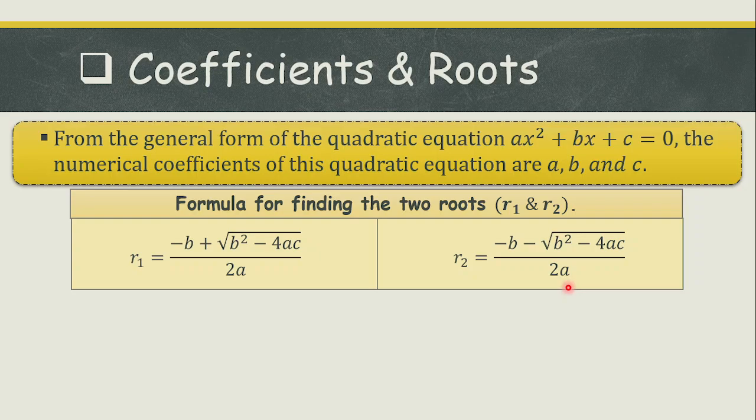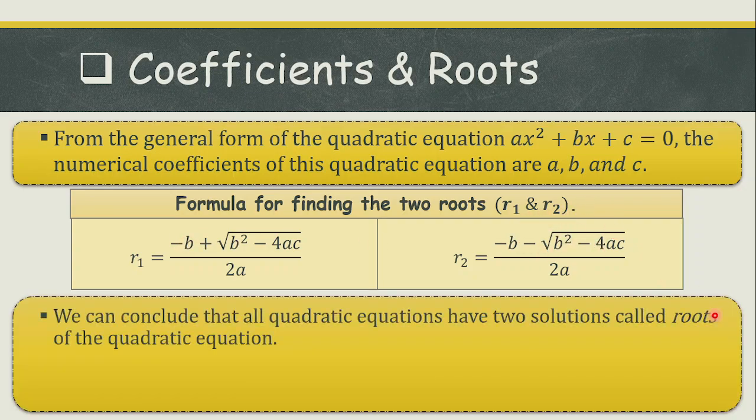The two formulas for finding the two roots, root 1 and root 2, are just the same. They only differ on the operation between the negative b and the square root. For root 1, we use addition. For root 2, we use subtraction. We can conclude that all quadratic equations have solutions called roots of the quadratic equation. Again, class, we can conclude that all quadratic equations have two solutions called roots of the quadratic equation.